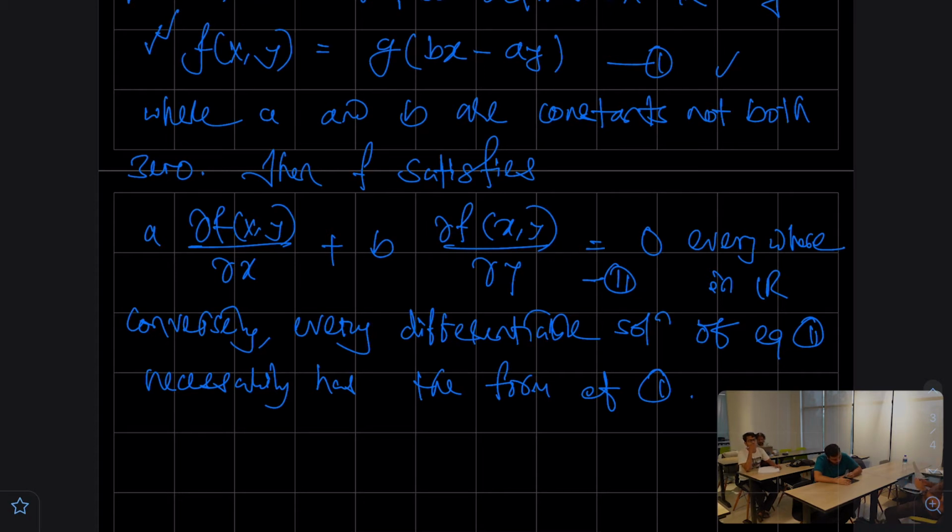Okay. So in equation 1, A and B are constants. Yeah, I'm writing it a bit fast. Constants, not both 0. One of them could be 0, but not both can be 0, depending on the problem.